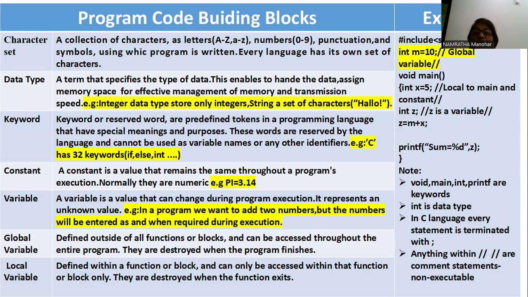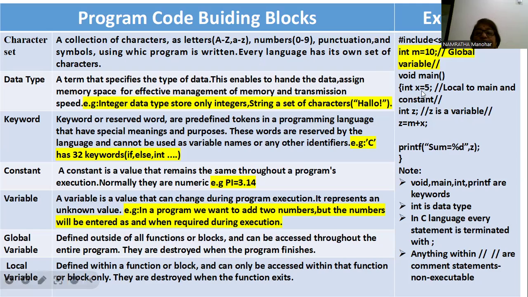Now if I want to store it as 5.5, I need to declare it as float. And if it is a character, say A, B, C, D, I should declare it as char, C-H-A-R, in C language. So in this way, we have various types of data types in every particular language.